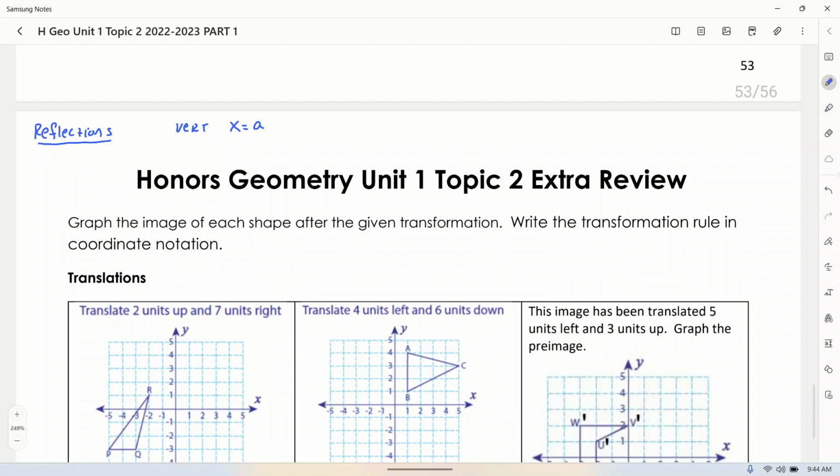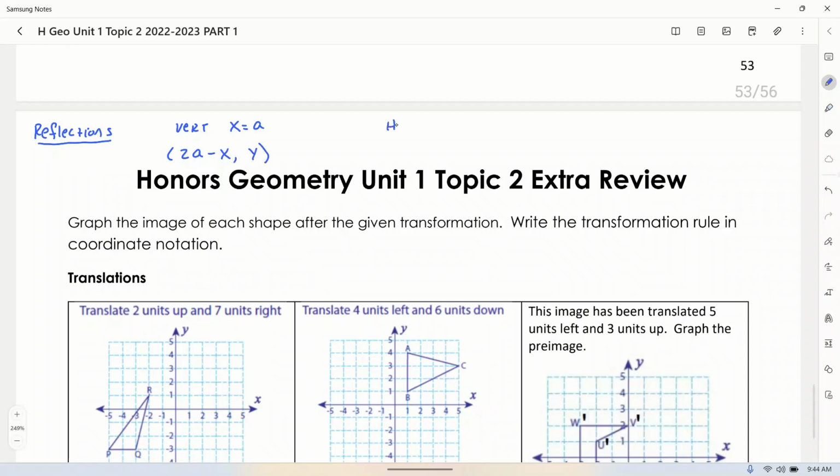The way to figure out the coordinate notation is you're going to double that a value. So if x equals 3, you're going to double the 3 and then subtract off the x value of the coordinate and then leave y alone. So there's your coordinate notation, and that's going to come into play down lower. You'll see this kind of format again.